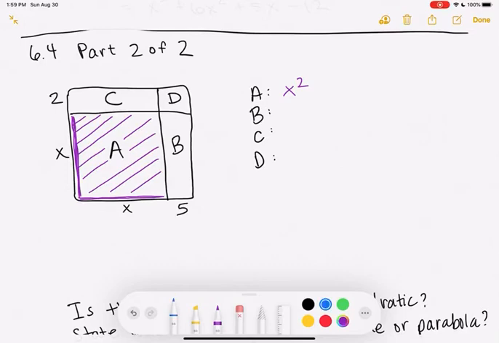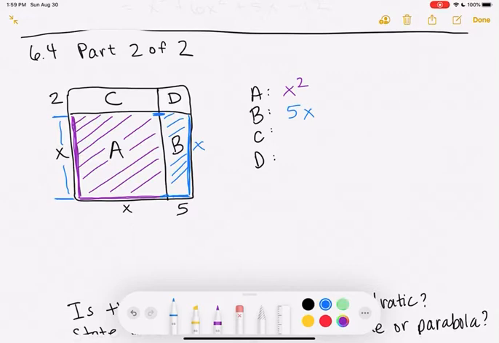Now for part B, we have them here. Now I have a 5 across the bottom, but what do I have up the side? That one might be a little bit harder to see, but if you look, this height of B matches up with how big X is, right? So B is going to be 5 times X, so it's 5X.